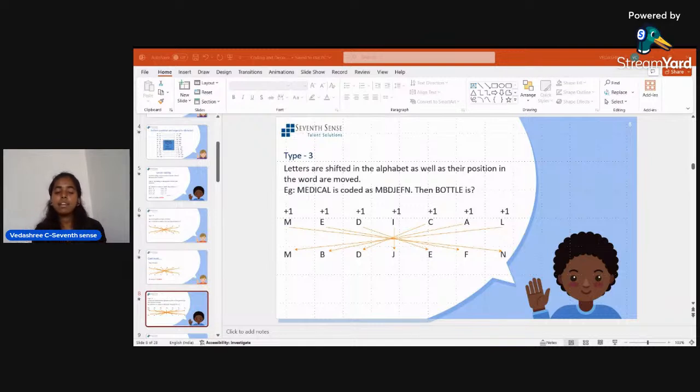The first one is by adding or subtracting a letter by number. Second one is reversing the positions. Third one is reversing the positions and adding 1. So next, then bottle is. Now tell me the answer. What has bottle been coded as? Just reverse the positions and add 1. What is the answer? Try to solve. Just change the positions from left to right and right to left, then add 1. That's it.